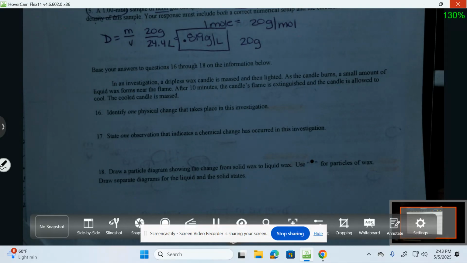All right, an investigation. A dripless wax candle is massed and lighted. As the candle burns, a small amount of liquid wax forms near the flame. After 10 minutes, the candle's flame is extinguished and the candle is allowed to cool. The cooled candle is massed. Identify one physical change that takes place in this investigation.